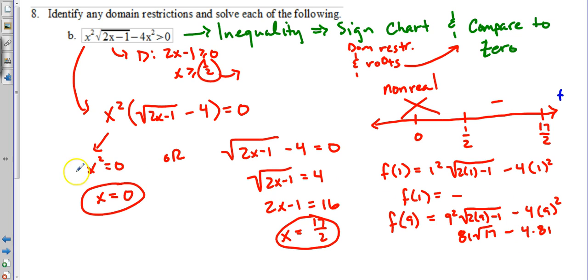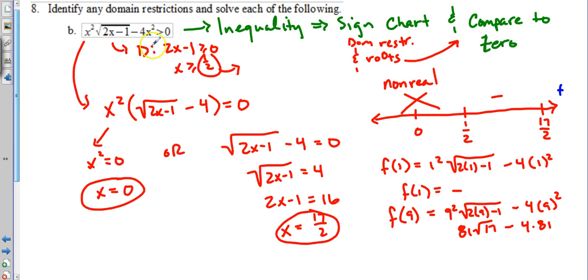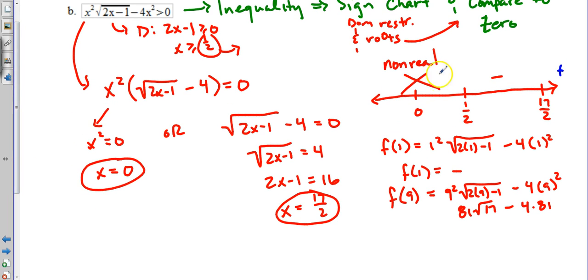So ultimately, we wanted to know when this function is greater than 0. Because it's non-real down here, we don't have any solutions here. This is negative, so we're not going to include it. So my only solutions for this particular problem are going to be on this part of the interval where we got a positive value. So my solutions are all the x values that are in the interval, non-inclusive 17 over 2, all the way up to infinity.